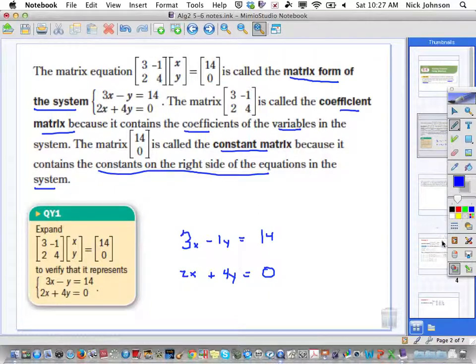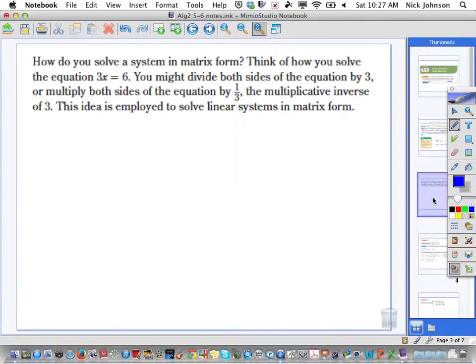Okay? Now, where does solving these matrices come into play? It says, how do you solve a system in matrix form? Think how you solve the equation 3x equals 6. Well, in 3x equals 6, we got to get x by itself, so we have to divide by 3. When I divide by 3, I get 1 times x equals 2. Well, in matrix math, we have some matrix A times the variable matrix. I'm just going to call that x. And that equals B. Okay? This is the solution matrix. Coefficient matrix, variable matrix, solution matrix.